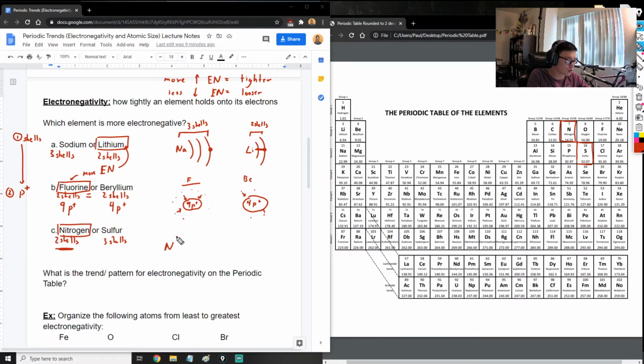If we drew a picture of nitrogen, the electron would be just 2 shells away. This would be the distance. Whereas if we drew sulfur, the distance would be 3 shells away. And you can tell just by drawing it that the distance is further. The further away an electron is, the harder it is to hold. And so since nitrogen can hold the electrons more tightly, this one is more electronegative.